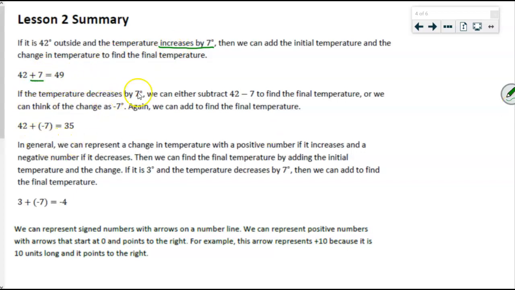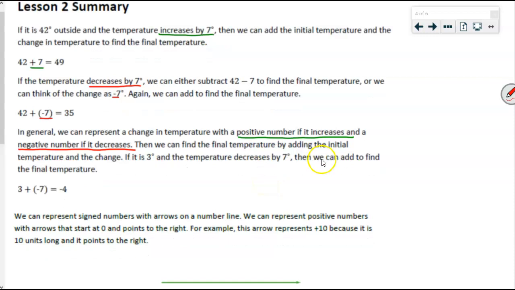Just like if the temperature decreases by 7, we can think of that decrease as a negative 7. So we're still going to be adding that change. That's going to be plus a negative 7. In general, we can represent the change in temperature with a positive number if it increases, and a negative number if it decreases. We're really trying to focus on keeping these addition sentences so that we can get in the habit of thinking of these with positives and negatives.